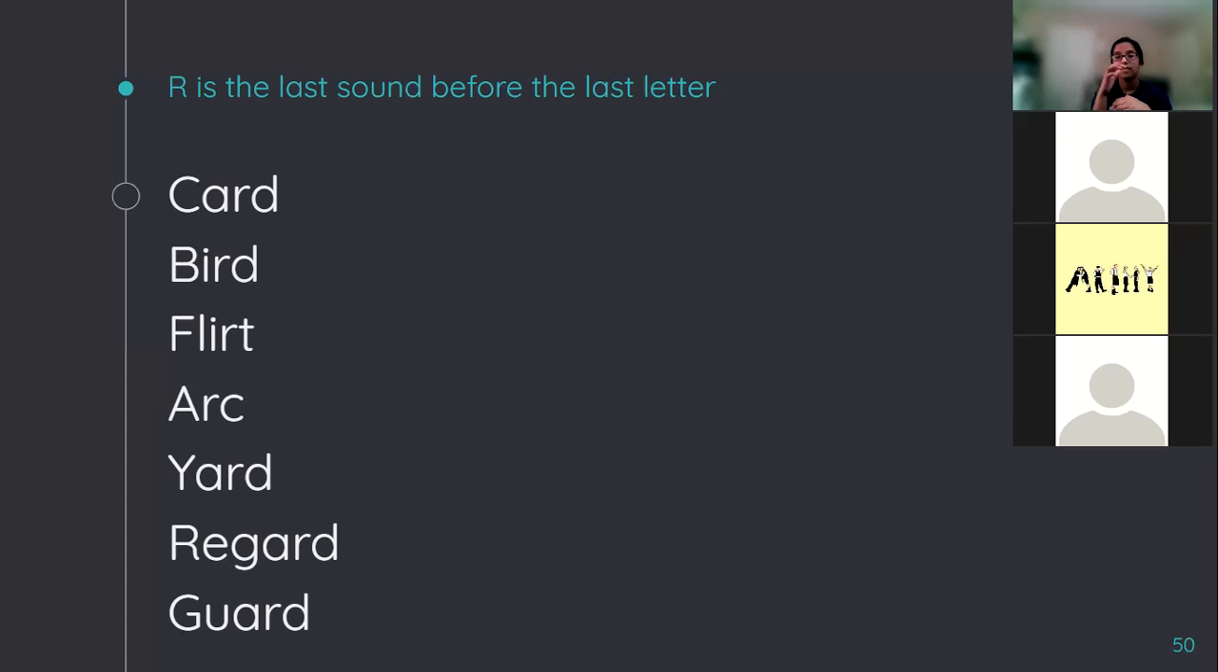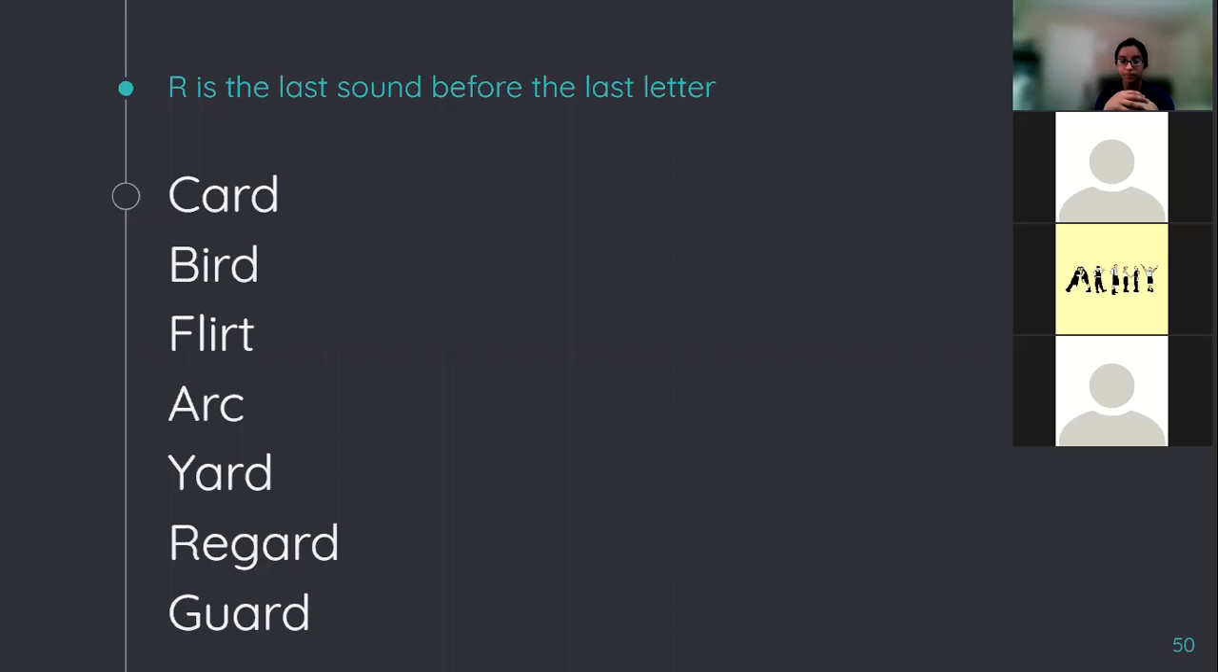Okay. The next one follows our rule when R is at the beginning. You have to elongate it. You have to pronounce R for a long period of time. You would go regard, regard, regard.